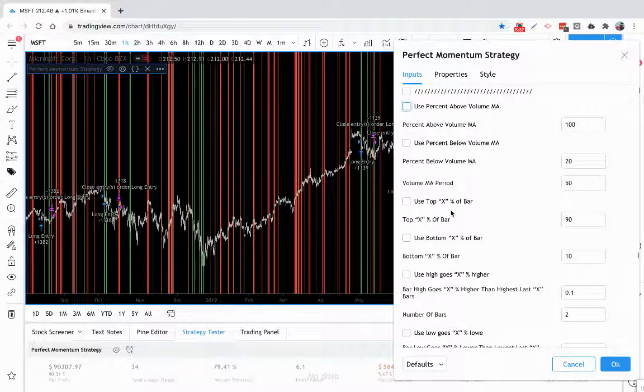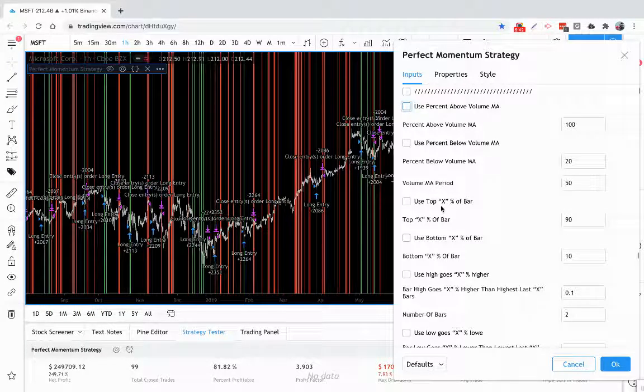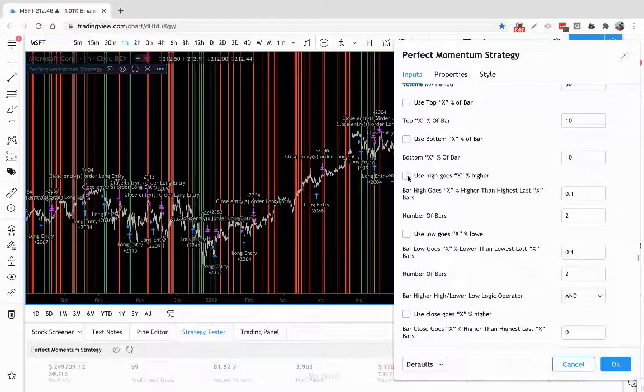Over here, these are price action options if you want to look for trades or entries that close in the top percentage of a bar, say the top 10% of the bar, or, excuse me, the bottom 10% of the bar. You can select these and use that. You can look for bars where the high of the bar that you entered goes higher than the previous bar by a certain amount, or lower than the previous bar by a certain amount. Let's try that with the stochastics. Let's look for a bar that goes 1% lower than the last bar.